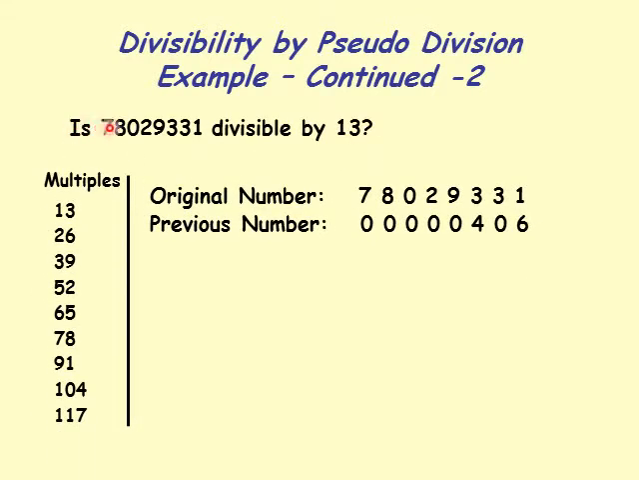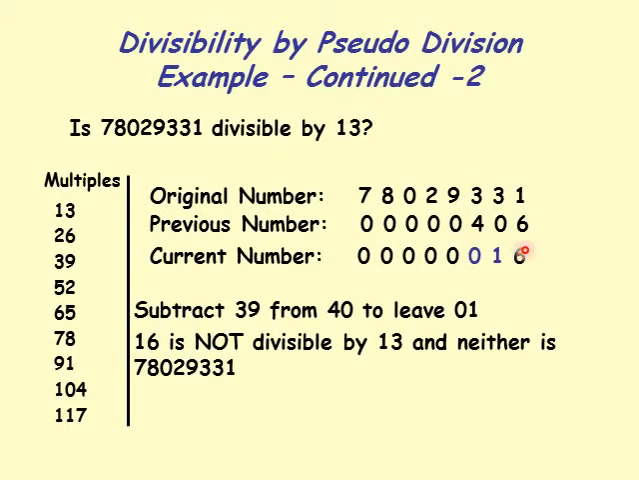With the example, here's my problem: is 780293331 divisible by 13? Here's my cheat sheet of multiples of 13. This is the original number, and this is the previous number, the number we ended up with on the last slide. Subtract 39 from 40 to leave 01. That would leave me 016, so I got 16 here. 16 is not divisible by 13. It's not in this list here. So neither is 780293331.